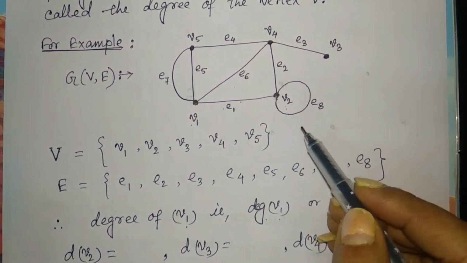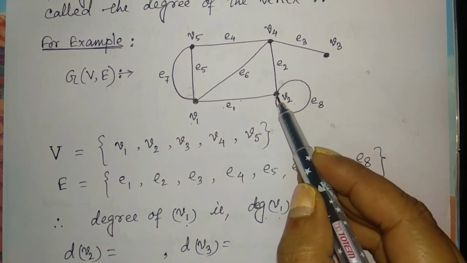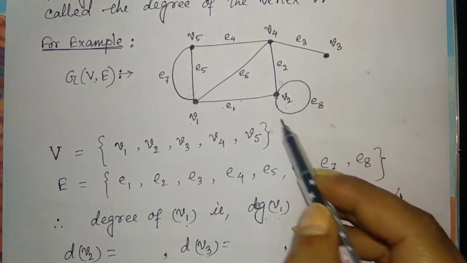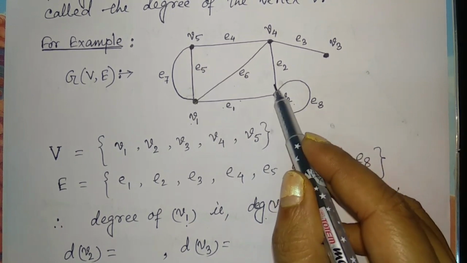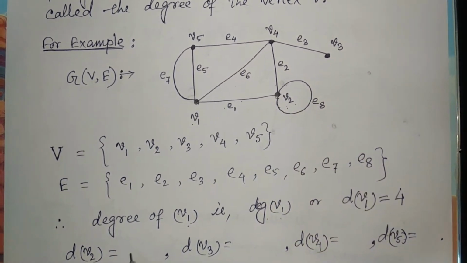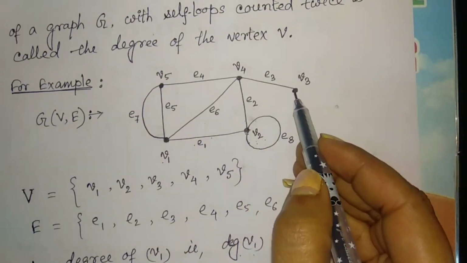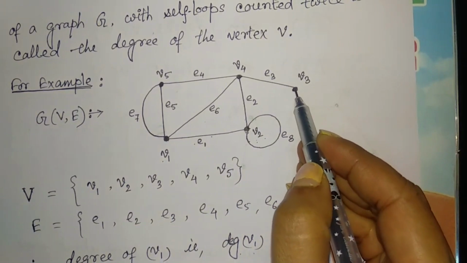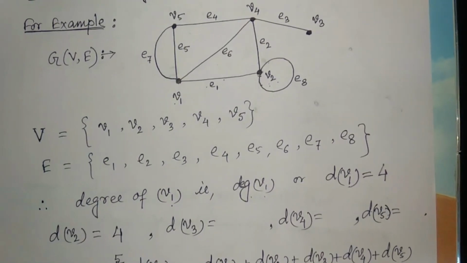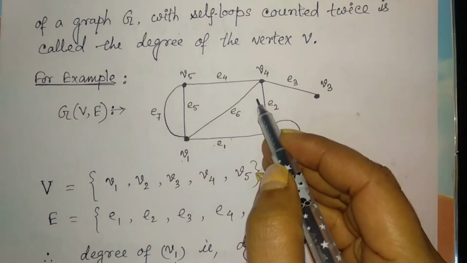So now if you want to count the degree of the vertex V2, its degree count is 1, 2, and for the self loop 2 more. So total 1, 2, 3, 4. So the degree of V2 is also 4. Now for the vertex V3, only one edge is incident here, so its degree count is 1 only. Now the vertex V4.